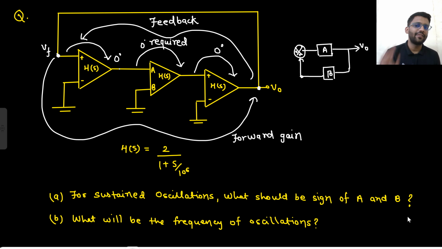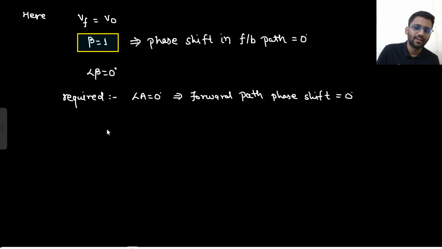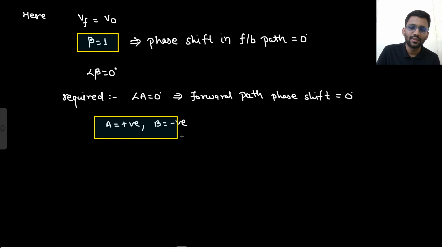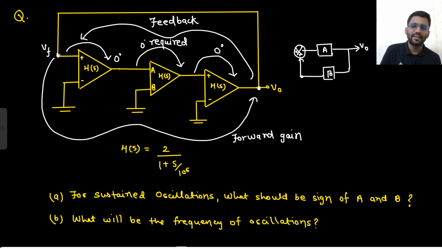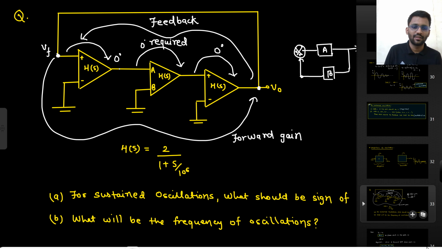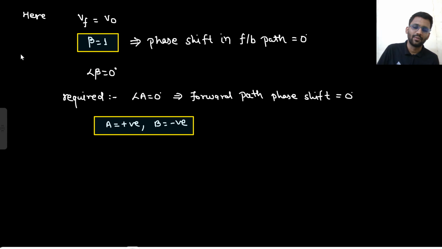So if you need 0 degree phase shift from this op-amp, then what does that mean? That A should be positive and B should be negative. Because if A is positive, then there will be 0 degree phase shift. Let's say there is some input, because from the feedback, input is applied here. From here to here, it will get 0 degree, 0 degree, 0 degree. So A should be positive and B should be negative. So this is the answer of the first question.